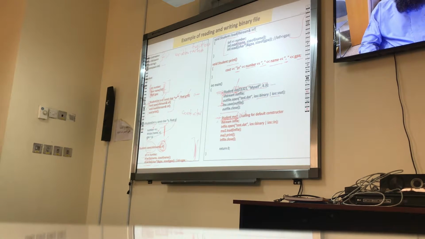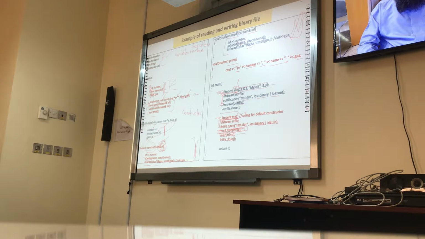Okay? And then I'm creating an input file stream here. And then I'm saying read from this file in binary mode as input. And then I say me2.load, so load from this file. When I say me2.load, this function gets called, which means it reads from the file and populates my variables. So it reads from the file and writes the values of number, name, and GPA.